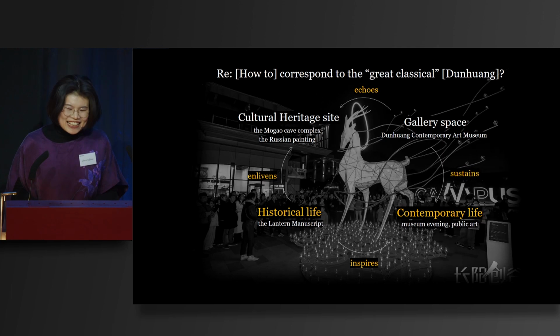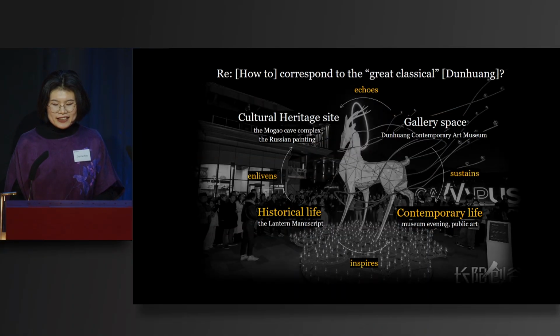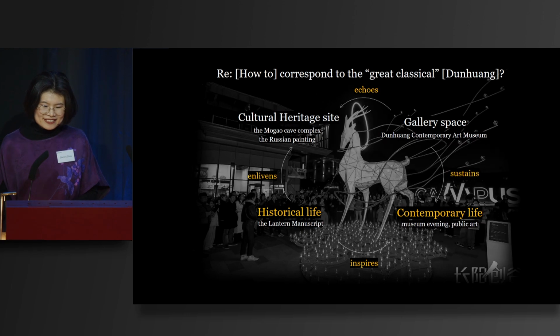And this is my last slide, showing our response to the question raised earlier, how to correspond to the great classical. We are not seeing just the physical form of the cultural heritage site, but also seeing the historical life, in this case through the lantern manuscript, and using the rituals documented there to think about how the remaining physical form can be enlivened. Inspired by that social spectacle, we created a museum, event, and public art, and all these activities are sustained by the gallery space, and in this way, the art museum echoes with that classical.